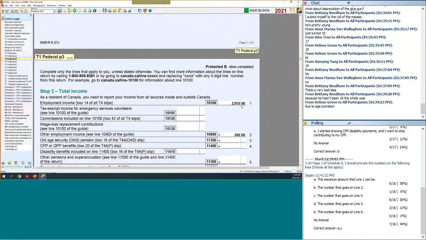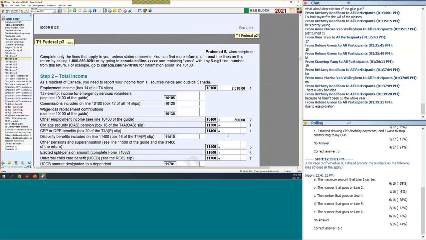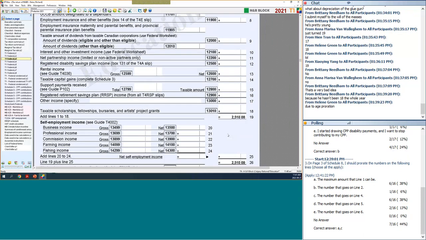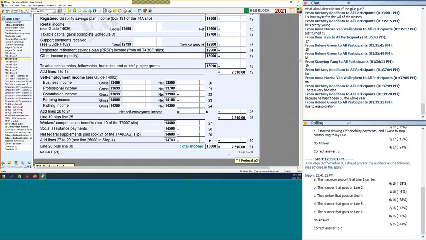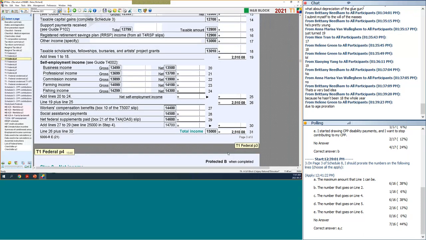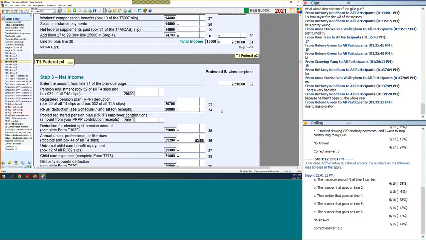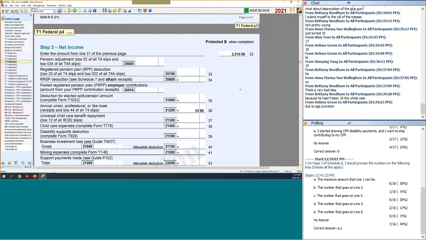We're going to put in his income, 2010. We're going to put in his casual labor, 500. And that's all the income that he had for the year. Total income, 2,510. Okay, I'm going to go down to the next line. And again, I'm going to show you what I usually do, which is I go through one line at a time. So I go, okay, net income first.